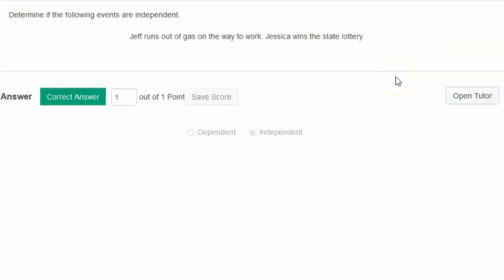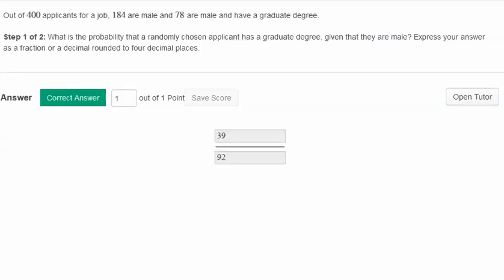Pause, read it. Jeff runs out of gas on the way to work. Jessica wins the state lottery. Independent or dependent? Well, this one seems obvious. Independent. All right, let's go on.